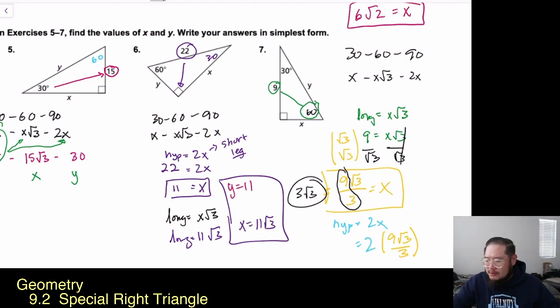And that makes things a little bit easier right here for our hypotenuse. Okay? So now let's find the hypotenuse. It's going to be 2 times 3 rad 3. And now we can go ahead and multiply 2 times the 3 that's on the outside. And we have 6 rad 3. And there's your hypotenuse, which ends up equaling what y is. Now we've got all the answers right here.